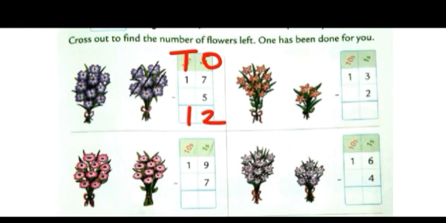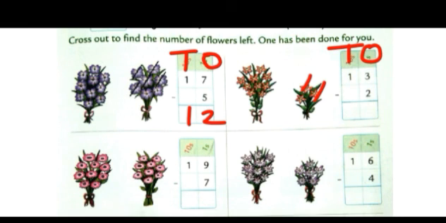13 flowers are there. And out of that we have to cross 2. 1, 2. Now how many flowers are left? Scholars, if we count the remaining ones, it's a bit confusing. Somewhere we can miss out 1 or 2 flowers. So the best method is simply subtract the ones first and then subtract the tens.